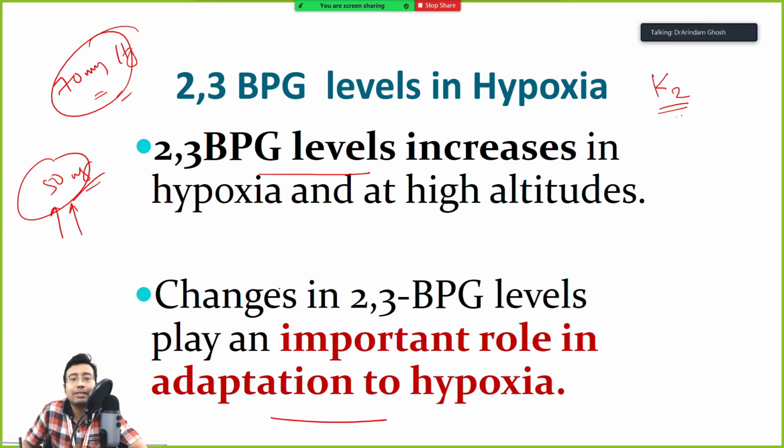So when 2,3-BPG levels increase, the body will adapt in such a way that hemoglobin will give out most of its oxygen even if the partial pressure is 50 mm of Hg. Okay, so this is how it adapts. As I told you, whenever the process is prolonged, it will help much better. So it helps in adaptation to hypoxia.